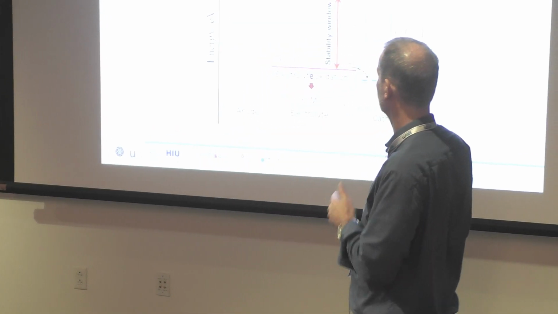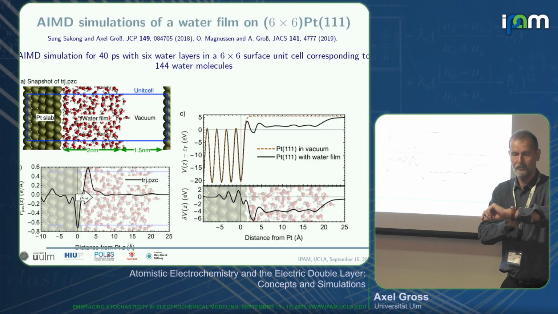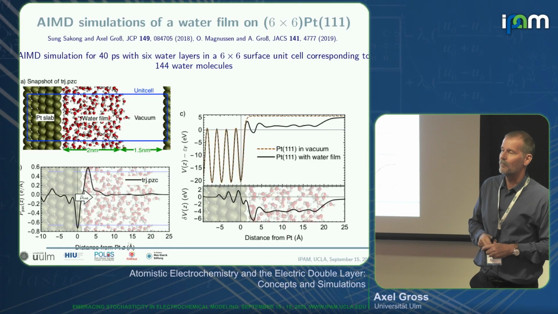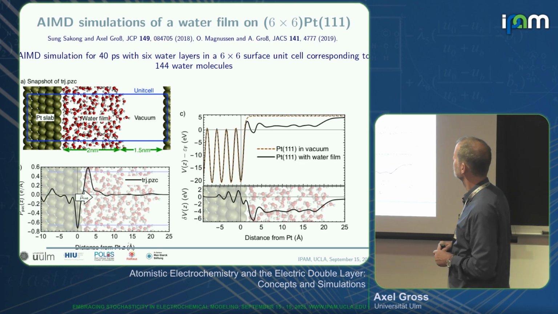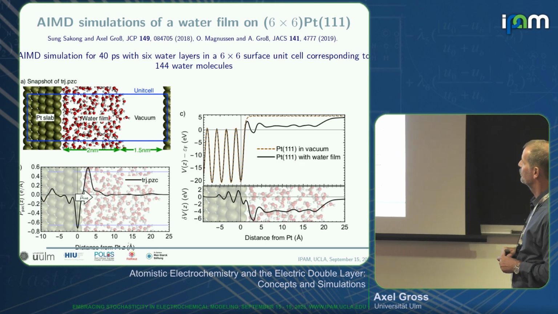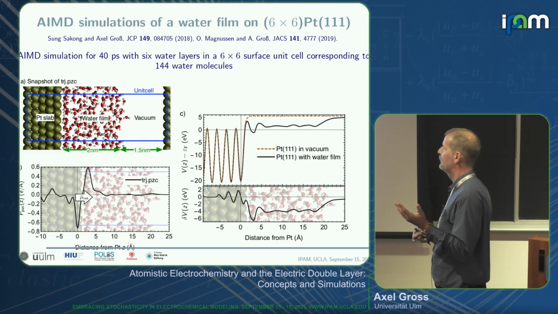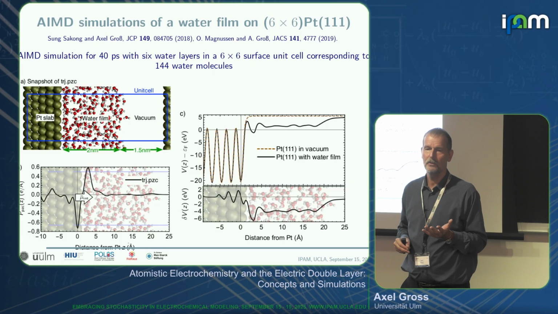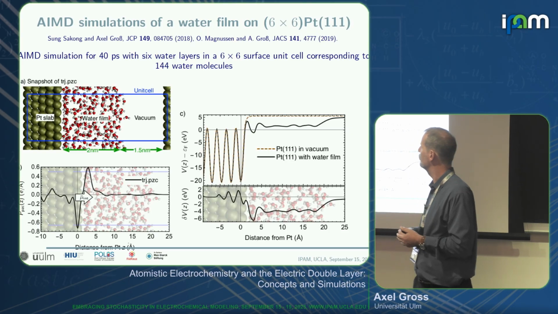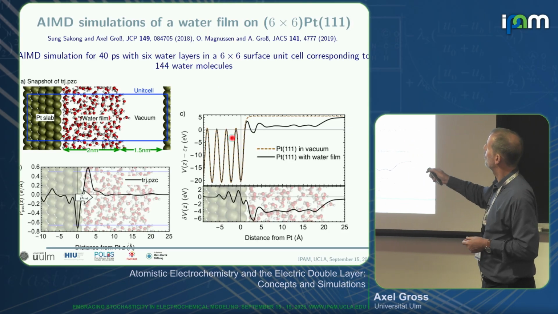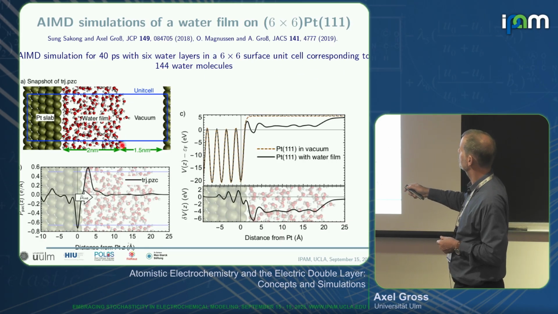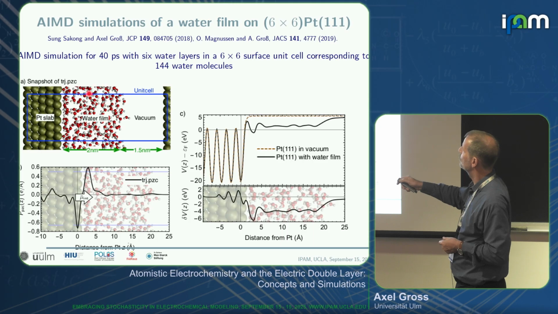So okay, this was my introduction. Now let me give my introduction into some structures. As I said, I'm a DFT guy, so what we did was molecular dynamics simulation. We looked at metal surfaces, here platinum. We had 6 water layers in a 6x6 surface unit cell, and we ran it for 40 picoseconds and looked at the distribution of the water film. And this is a snapshot.